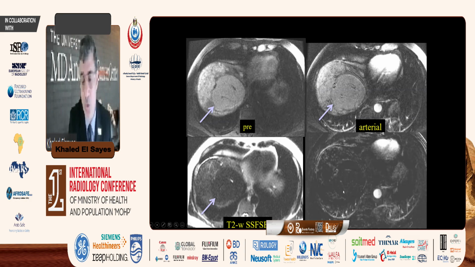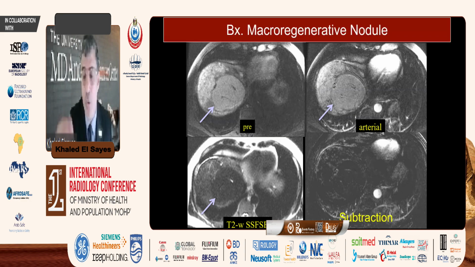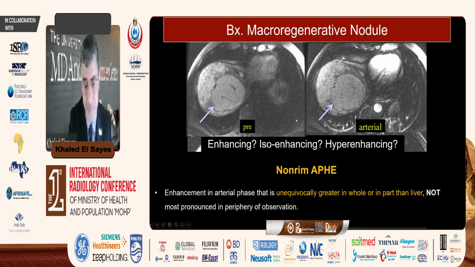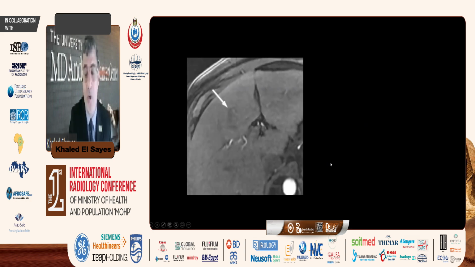And here also, using the subtraction indicated that it's enhancing similar to the surrounding liver. And this is not HCC. It was biopsied and found to be a macro-regenerative nodule. It's an example of a regenerative nodule, but unusually big, like what we see in this case. So it's very important to remember the definition of arterial phase hyperenhancement: enhancement in the arterial phase that is unequivocally greater, in whole or in part, than the liver, not most pronounced in the periphery of the observation.